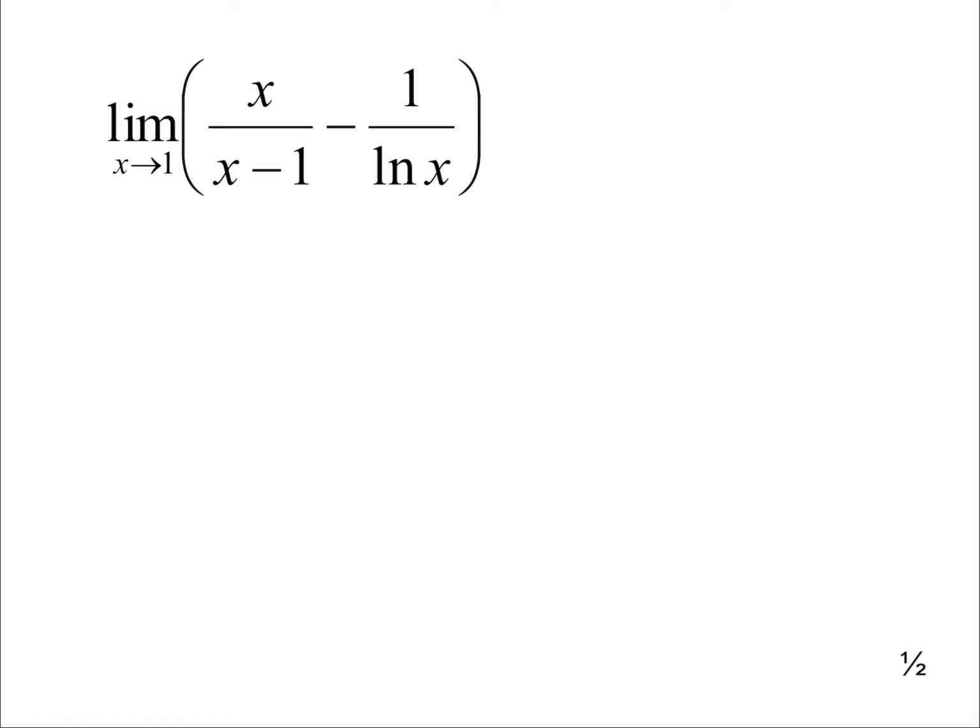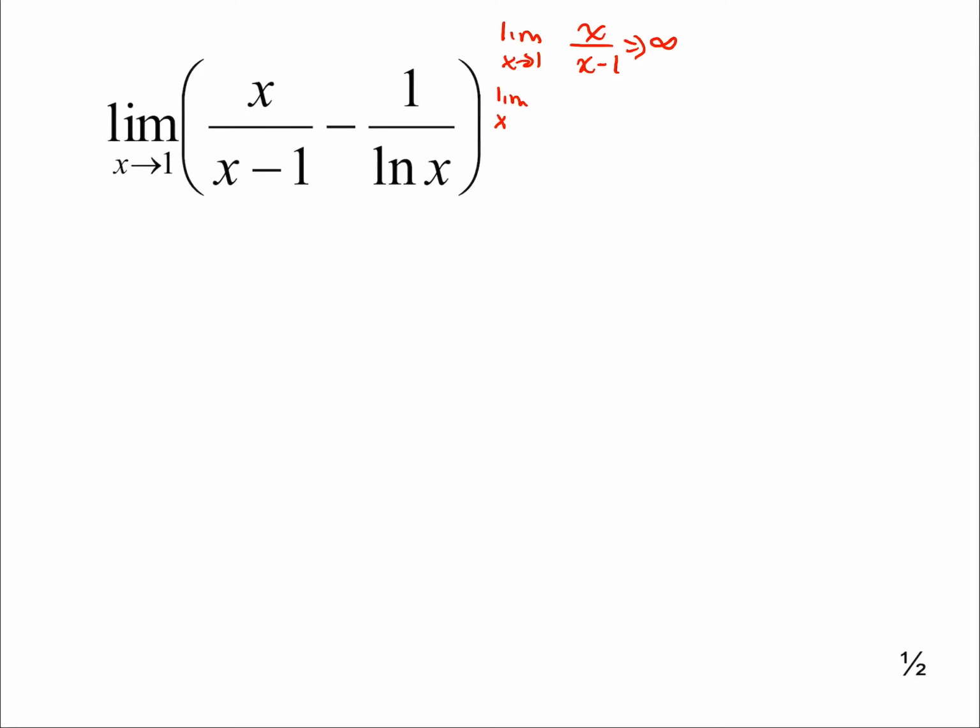So we learned on Friday that the first thing we do is a direct substitution and see if it is in one of the indeterminate forms. So we can see when we do the limit as x approaches 1 of x over x minus 1, we get 1 over 0. So that means that it's going towards infinity.